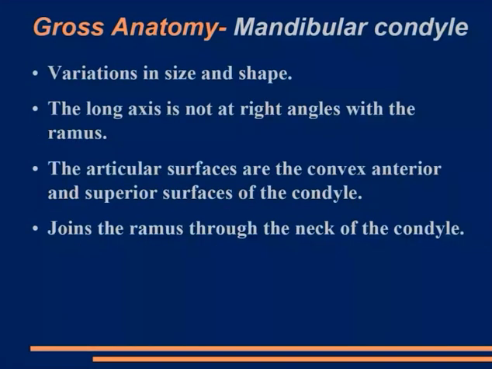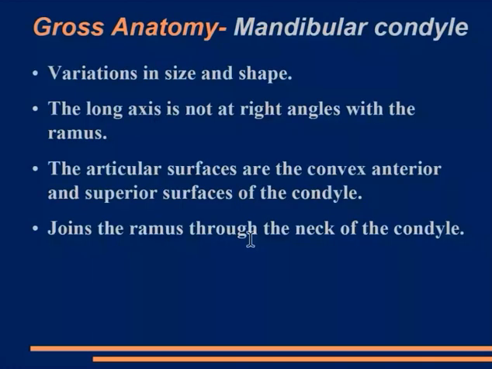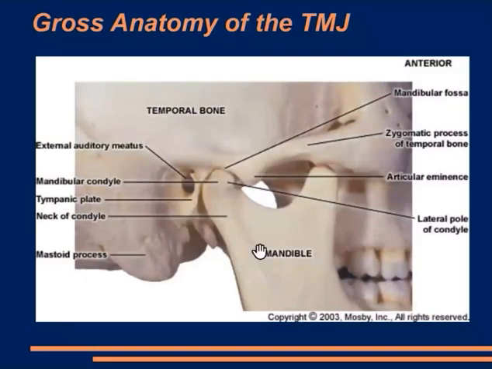In the condyle, we have variations in size and shape. The long axis is not at a right angle, but at an obtuse angle. The articular surfaces are the convex anterior and superior surface of the condyle. We also have the ramus that joins the neck of the condyle here, and the upper articular surfaces are upper and anterior here. This is the gross anatomy.